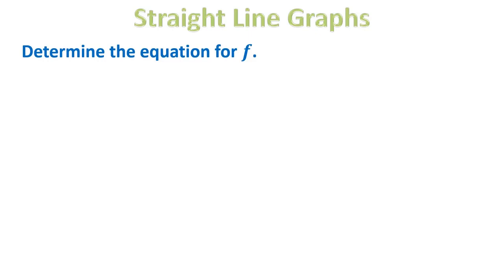Determine the equation for f, and here are our axes. There's our line that we call f. Now we have 1 point on line f, we have 1, 2, and we have our y-intercept. Now we are going to use that to find the equation for that line f. Let's see how we do this.